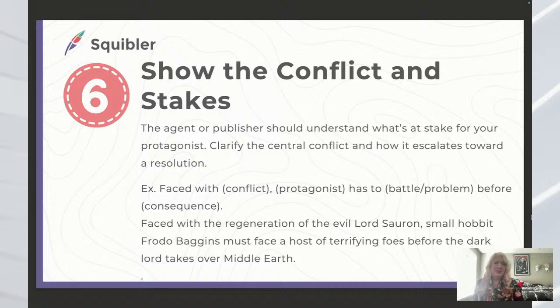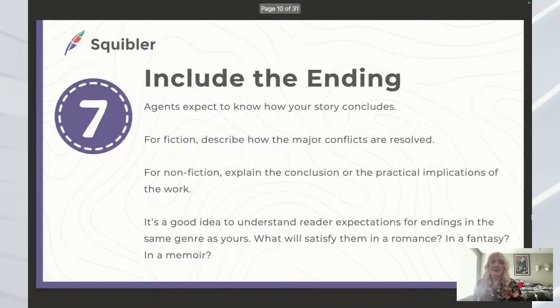So I'm again going to use Lord of the Rings. Faced with the regeneration of the evil Lord Sauron, small hobbit Frodo Baggins must face a host of terrifying foes before the Dark Lord takes over Middle-earth. So that's pretty easy to understand. We know what the stakes are here for Frodo and for Middle-earth.